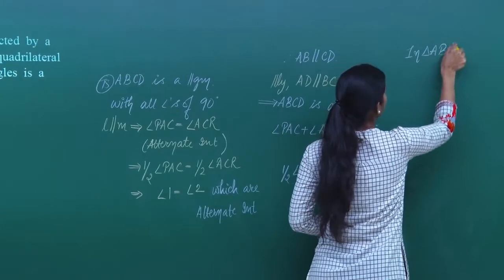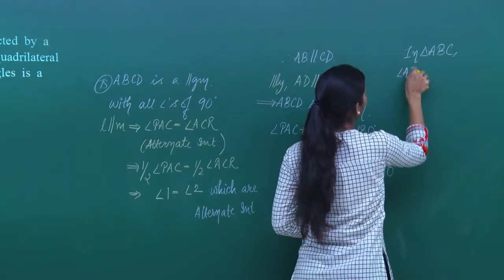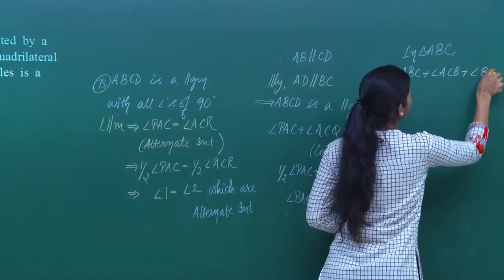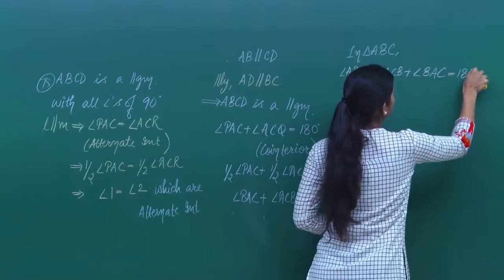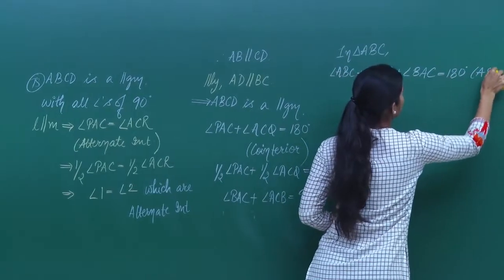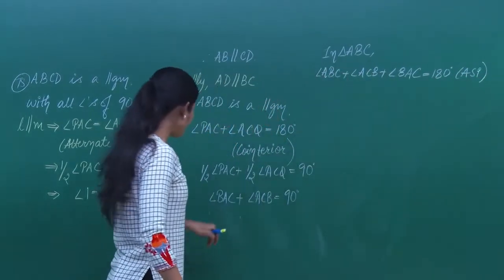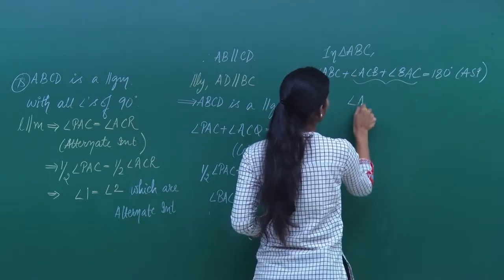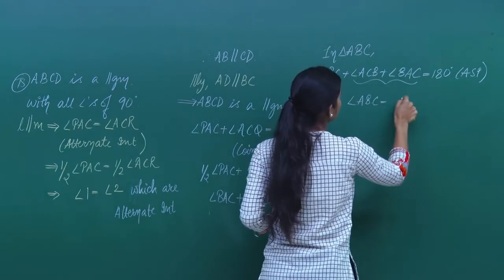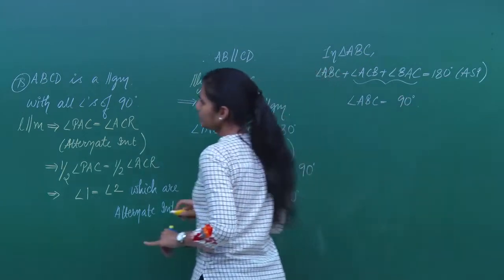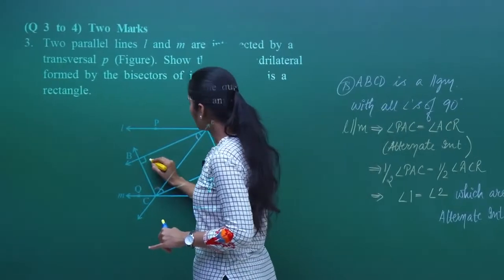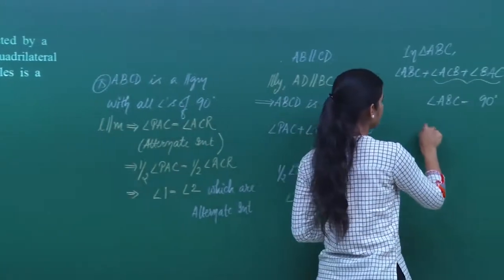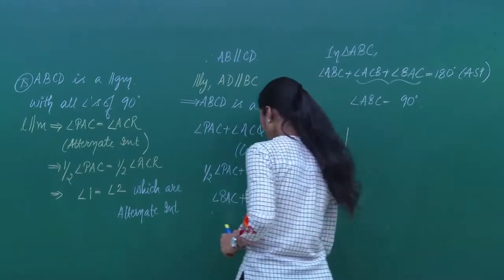In triangle ABC, by angle sum property, I know angle ABC plus angle ACB plus angle BAC is 180. Here I have BAC plus ACB. BAC plus ACB is 90, so angle ABC will be 180 minus 90, that is 90. So you have got that this angle will be equal to 90 degrees. So you right now have this situation with you.